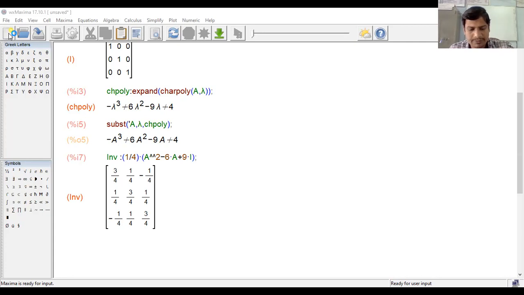Inverse means you take INV, inverse, then colon of, then bracket, that is constant. You take 1 divided by the constant outside, then 1 divided by 108. Into means you take the star.